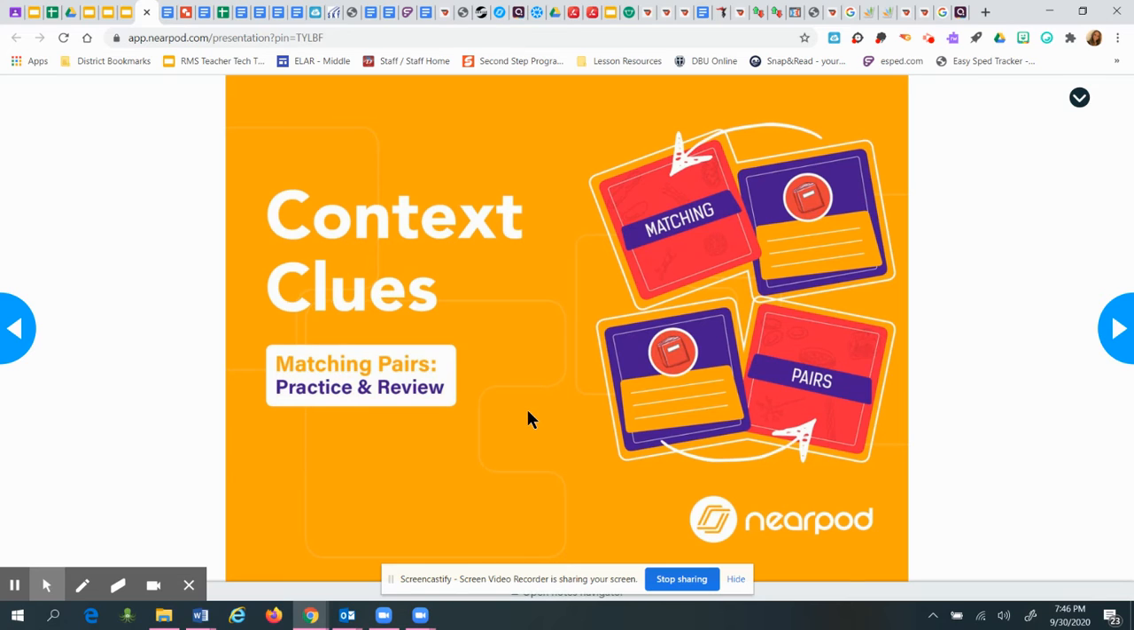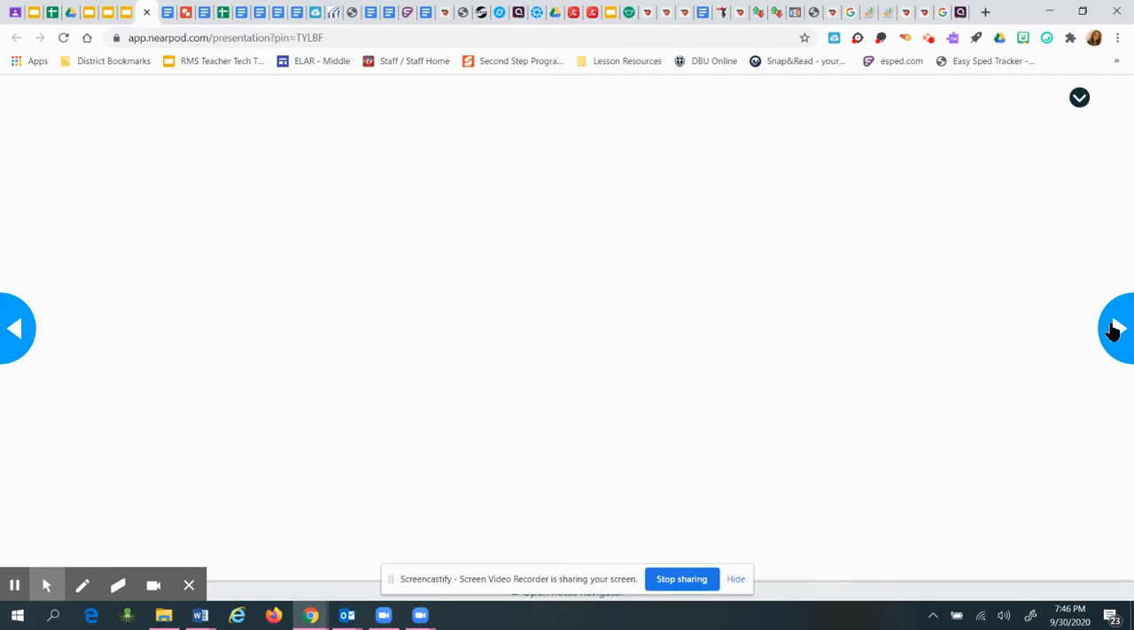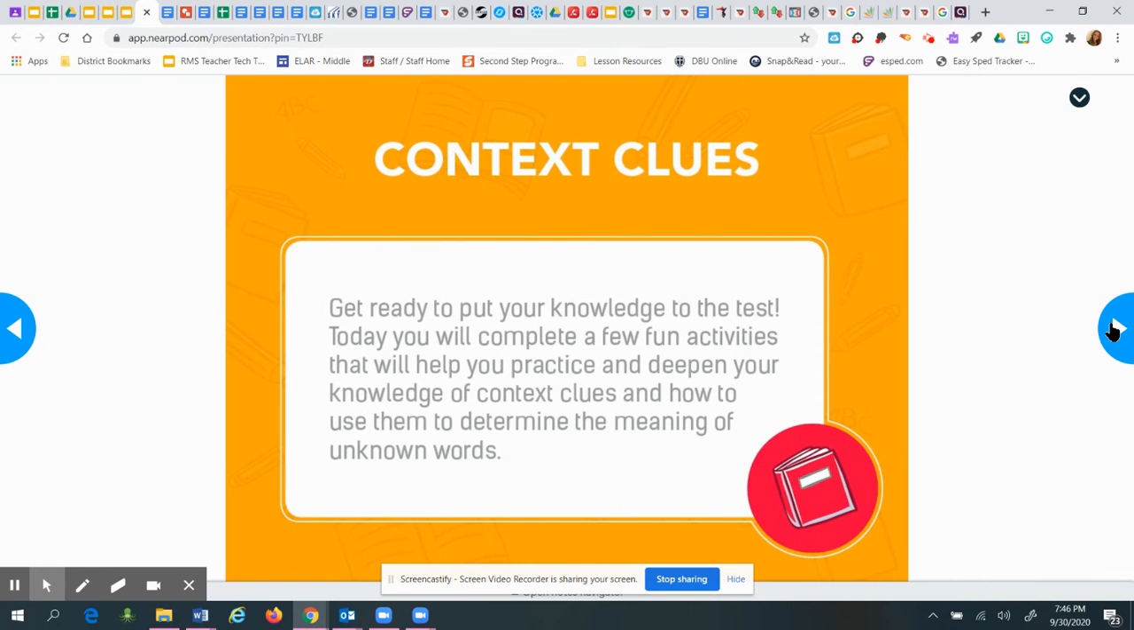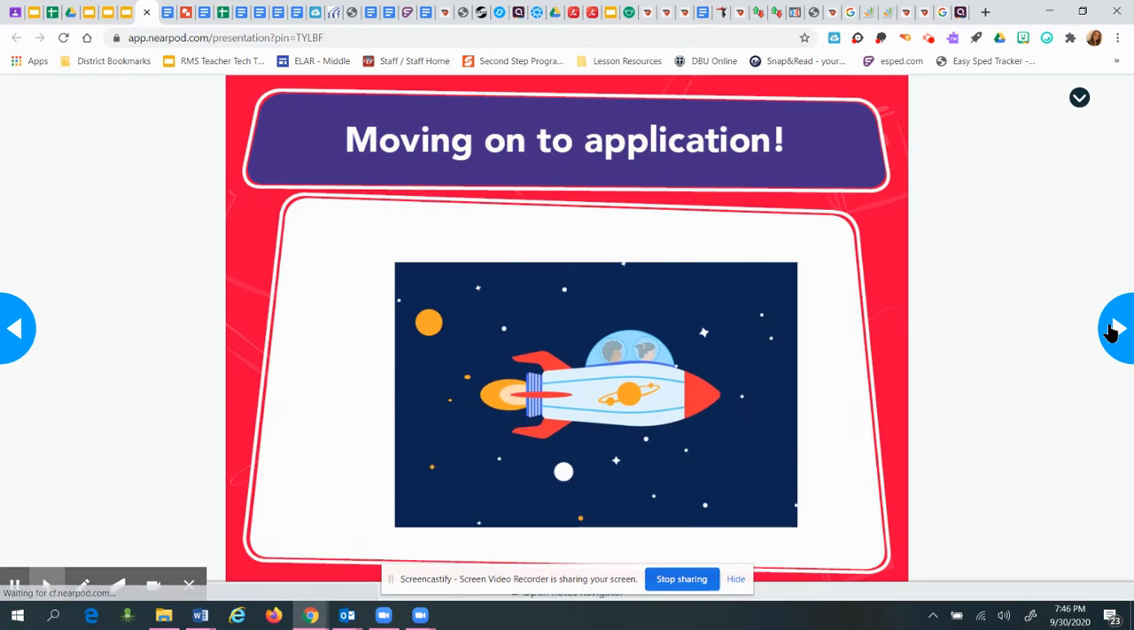Context clues. Here we go. That's just like your title screen. So click the blue button to move on. It just says, get ready to put your knowledge to the test. Today you will complete a few fun activities that will help you practice and deepen your knowledge of context clues and how to use them to determine the meaning of unknown words. Moving on to application.